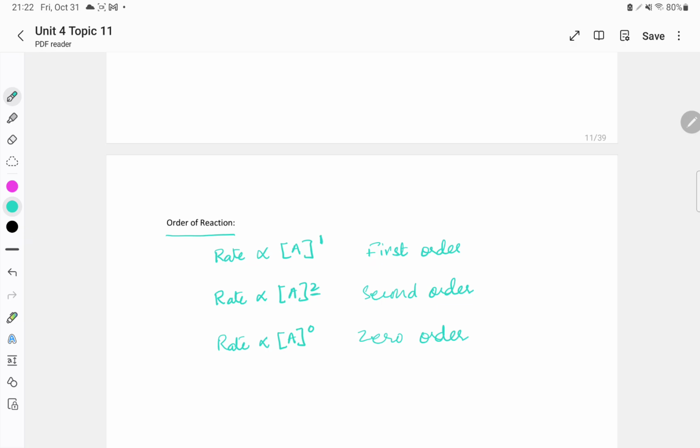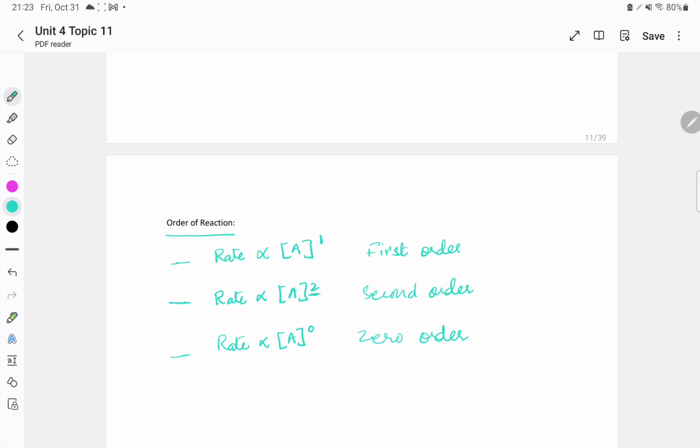So let's recap it. In case of first order, if I increase the concentration by 2 times, the rate will increase 2 times. If I decrease it by 2 times, it will decrease by 2 times. So that's how the first order works. But in case of the second order, if you double the concentration of A, the rate would go up to 4 times, because this is the square. If I triple the concentration of A, the rate would increase 9 times.